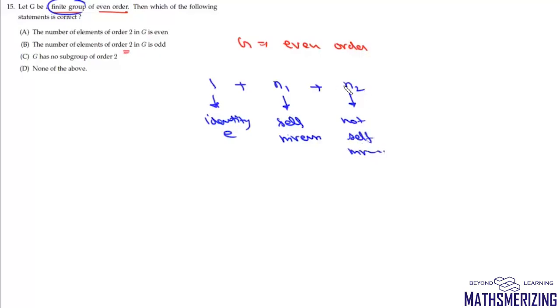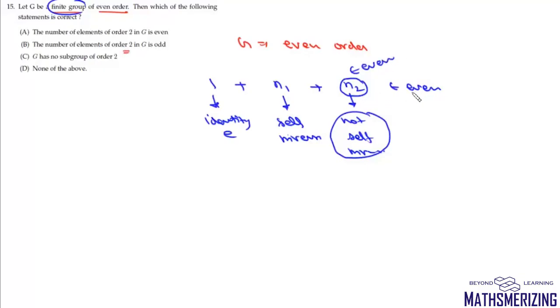Let this number be n2. Now this 1 plus n1 plus n2 must be an even number. Now we know that if the element is not a self-inverse, then it will have a complementary element. So that means elements in this set always occur in a pair. So this n2 will be an even number.